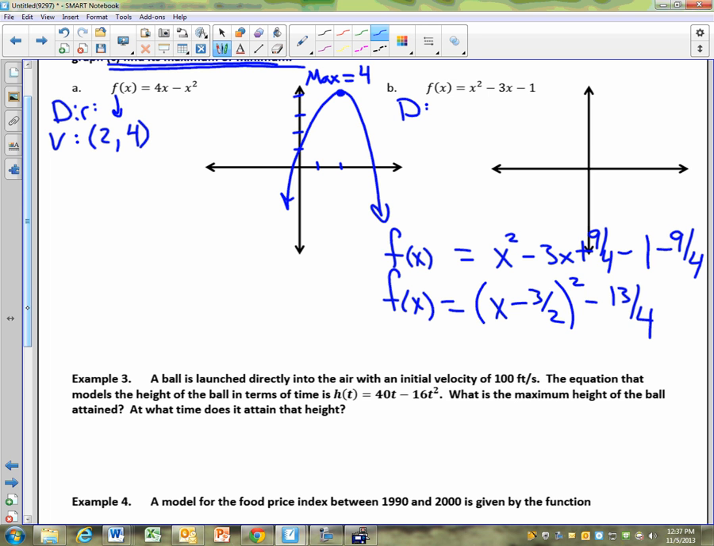What is the direction, up or down? Up. What is the vertex? Three halves and -13/4. 3 halves is like 1.5. -13/4 is like -3.25. 1, 2, 3, 4. So I plot it. It goes up. Does that graph have a max or a min? It has a min. A minimum of -13/4. Always the y value for your minimum or maximum.